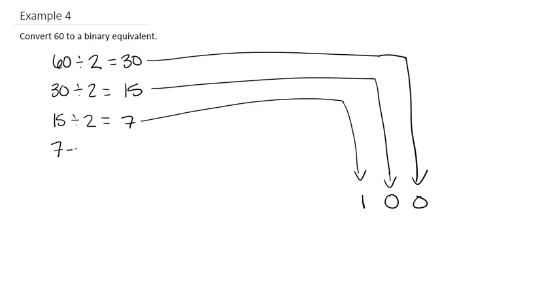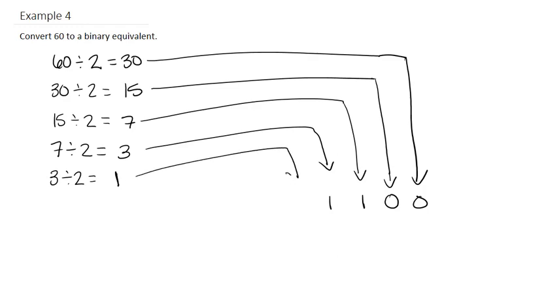Then we take 7 and divide it by 2. This is 3.5, so we have a remainder. We put 3 because that's the whole number, and we place a 1 here. Next we take 3 and divide it by 2. This is 1.5. So we put a 1 there, and that means we have a remainder, so we place a 1 there.